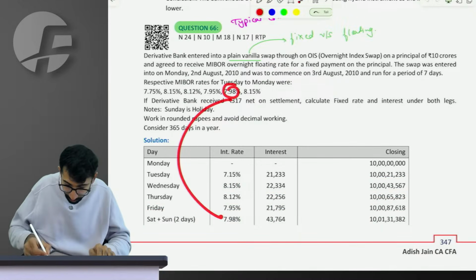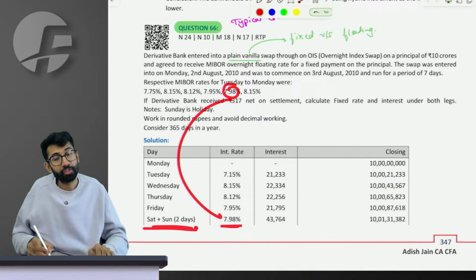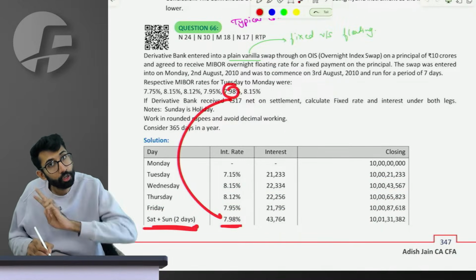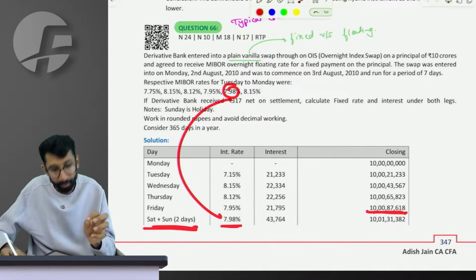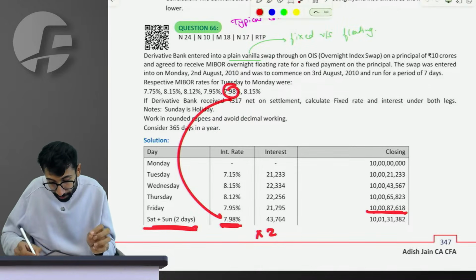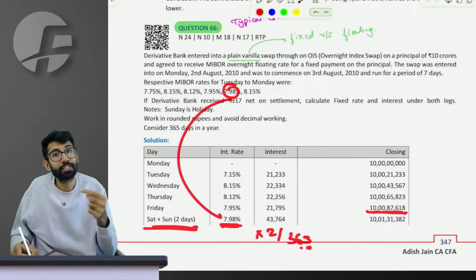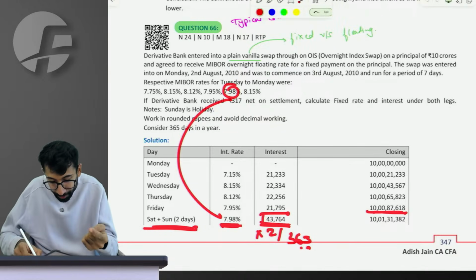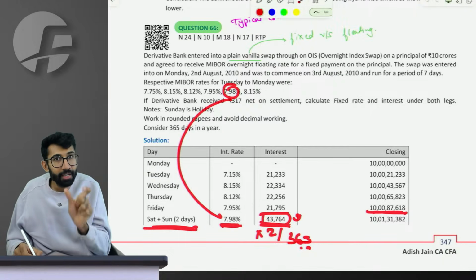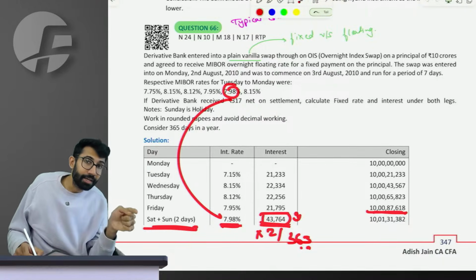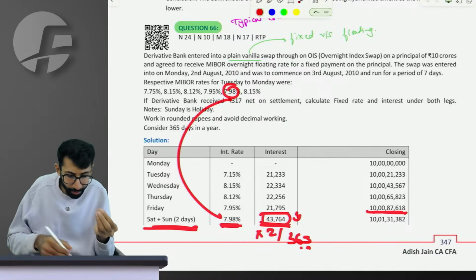Sir, when it is 7.98% rate, you will charge the interest for 2 days, one shot without compounding. Meaning to say Friday's closing multiplied by this rate into 2 divided by 365 you will have to do to find out the interest for Friday and Saturday simultaneously. Sunday will not be calculated on Saturday's compounded rate. It is a typical question.